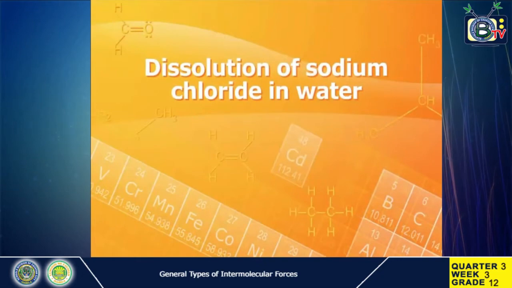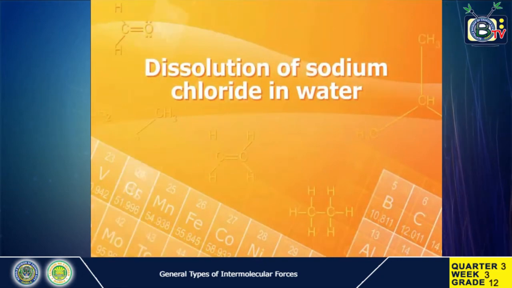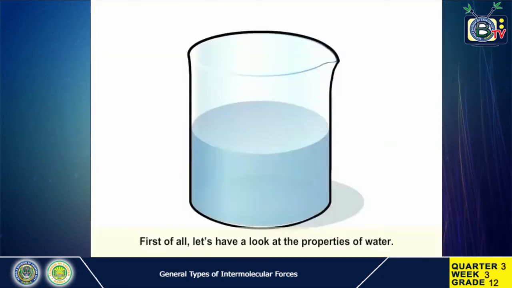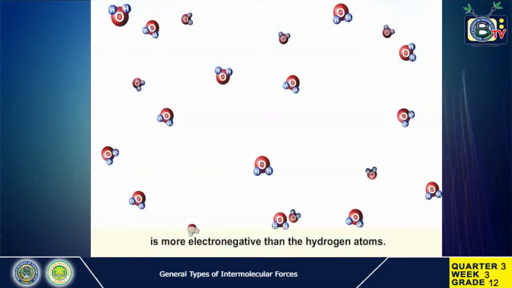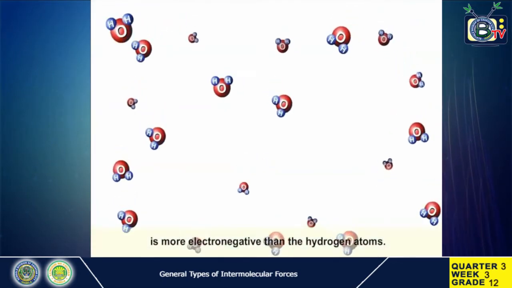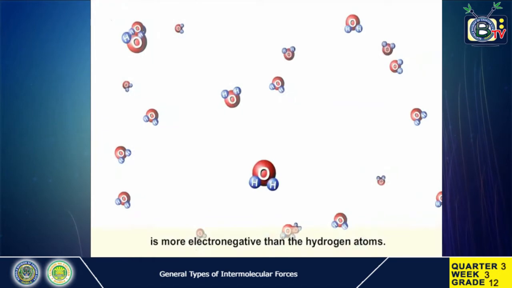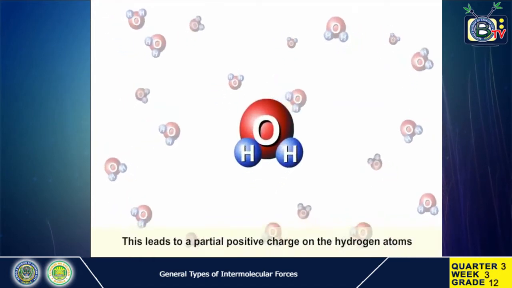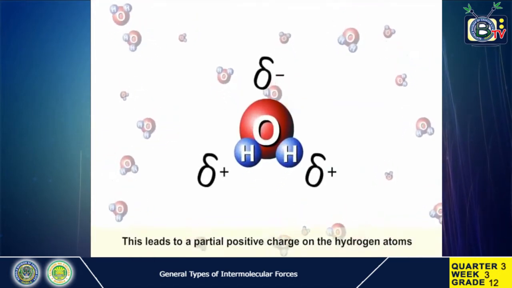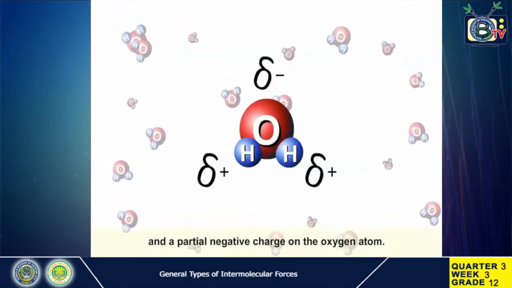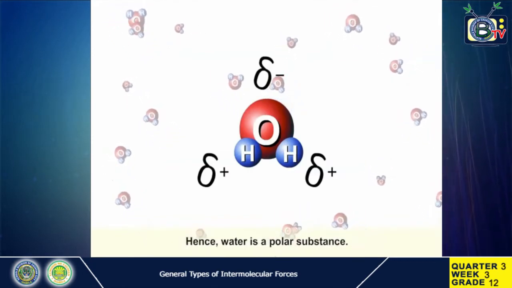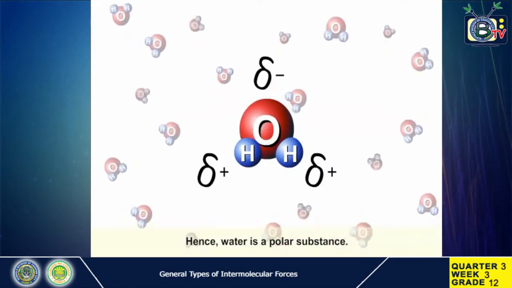Dissolution of sodium chloride in water. First of all, let's have a look at the properties of water. In a water molecule, the oxygen atom is more electronegative than the hydrogen atoms. This leads to a partial positive charge on the hydrogen atoms and a partial negative charge on the oxygen atom. Hence, water is a polar substance.